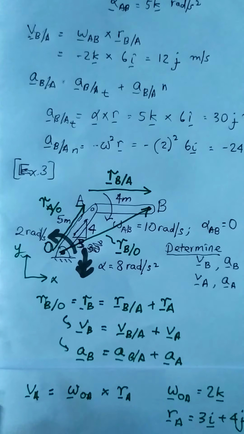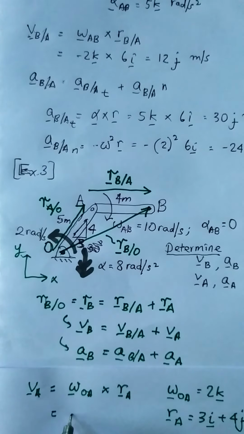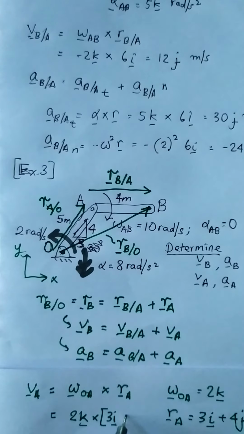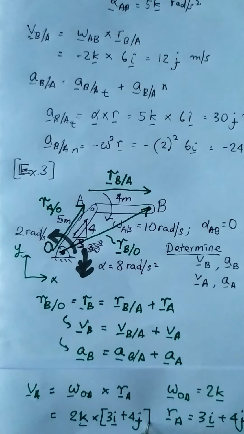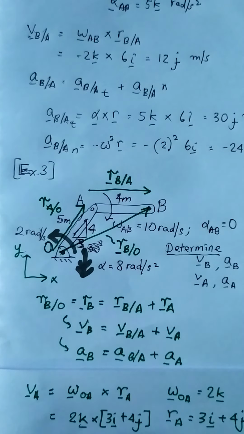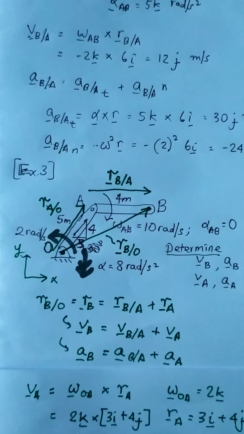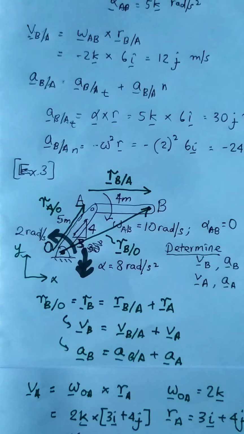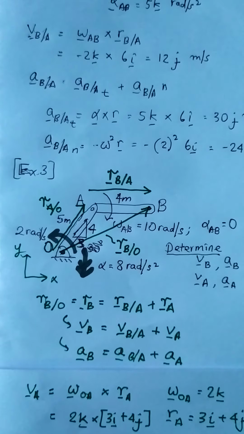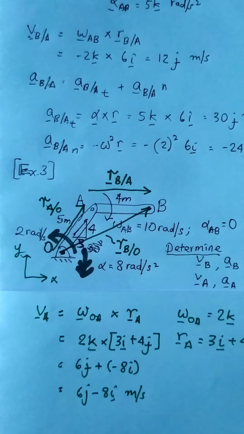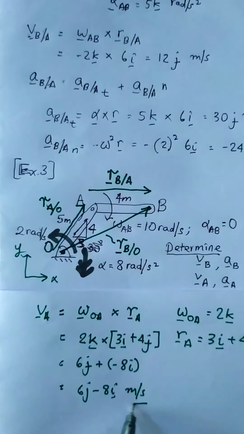So now you can write it as 2k cross 3i plus 4j. K cross i is j, so we get 6j, plus k cross j is minus i, so minus 8i. So your answer is 6j minus 8i meter per second. So that is our velocity of A.